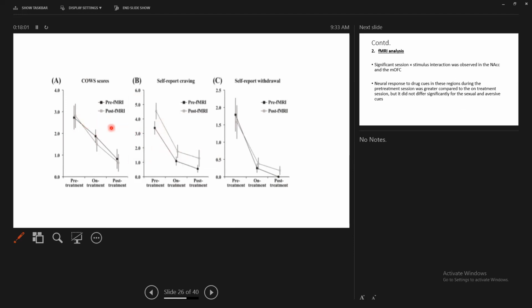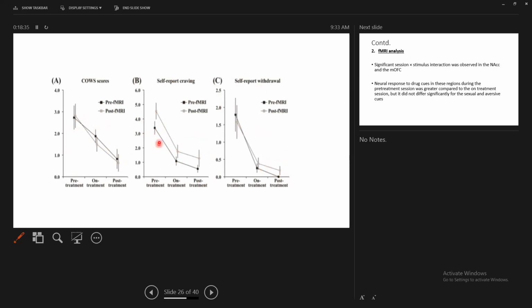This black one is the pre-fMRI score and post-fMRI is the gray one. These are scores of those three things: self-reported craving, self-reported withdrawal, and COWS. Now you see that pre-treatment, on-treatment, and post-treatment, the COWS scores are almost similar in the pre and post fMRI. They don't have significant differences. Here you can see every time they have a significant deviation, right? The self-reported craving part and the self-reported withdrawal, again, almost similar.